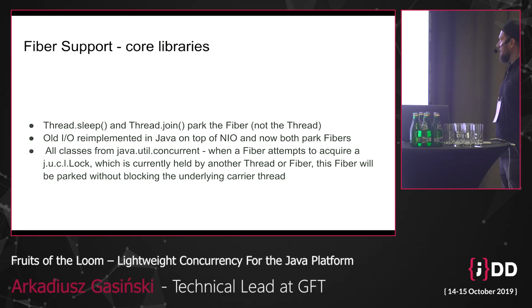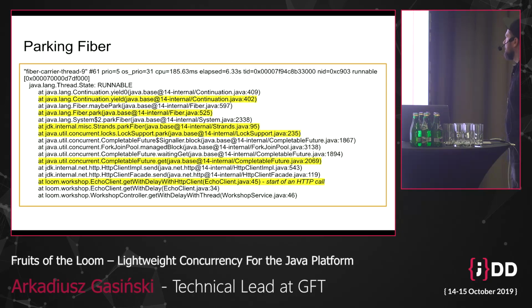And what about support for fibers in the core libraries? Many JDK libraries have already been retrofitted to work with fibers or to be aware of them. These include java.io, java.nio, all classes from the java.util.concurrent package, and the primitives that we see here, such as thread sleep or thread join. And this stack trace is from the application that we'll be using for the demo. It shows what happens when you try to park a fiber. In this case, we have a call to completable future get, which is a blocking call, and this in turn causes our fiber to be parked.